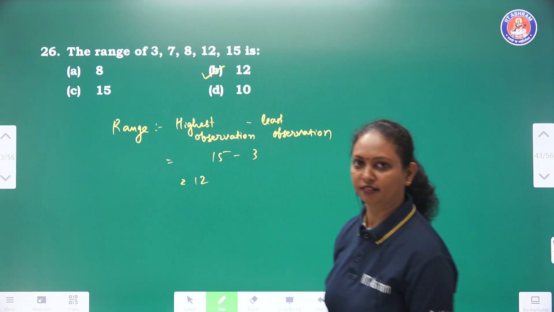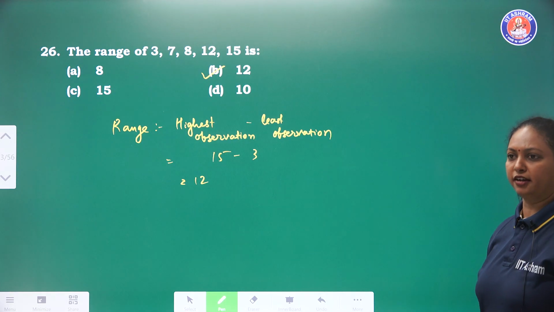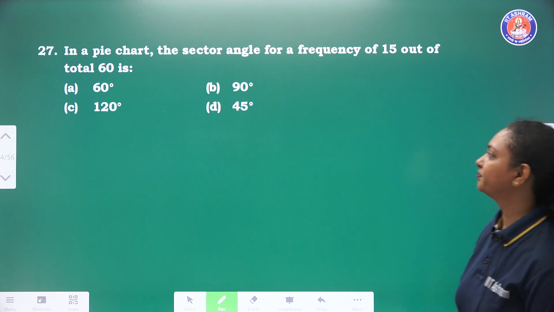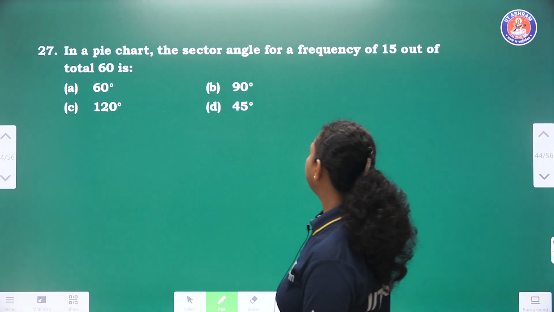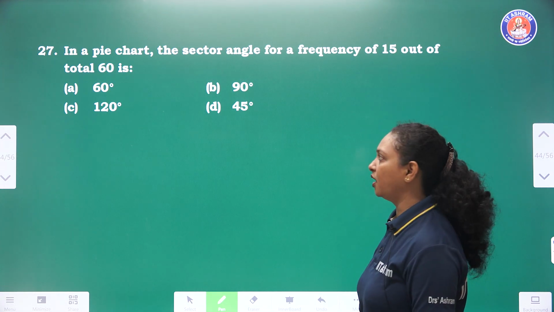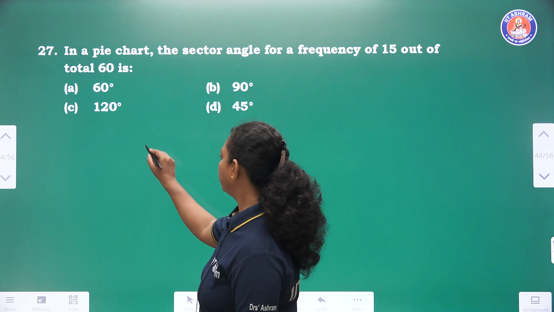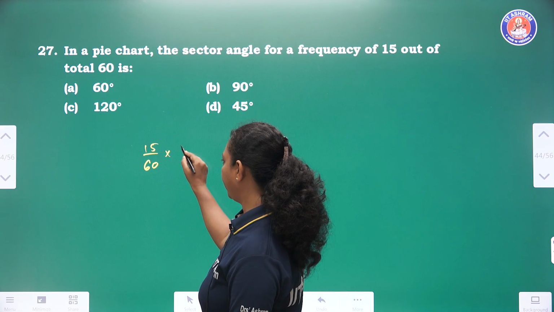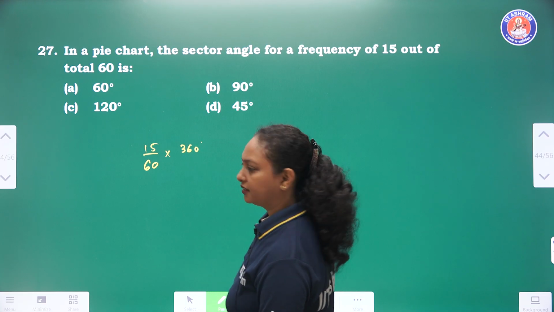So 12 is the range of the data. Sometimes it may be confused, and most of the students are going to find the mean. But that is incorrect. In a pie chart, the sector angle for a frequency of 15 out of 60. So as we know, to find the central angle, what we have to do? 15 out of 60, to find the degree we have to multiply by 360 degrees.